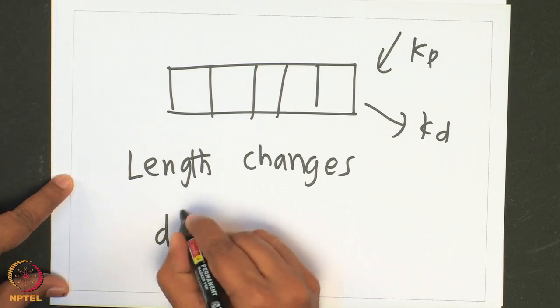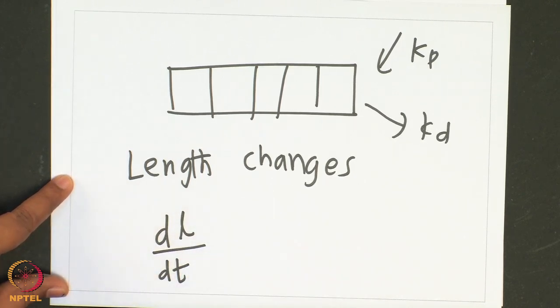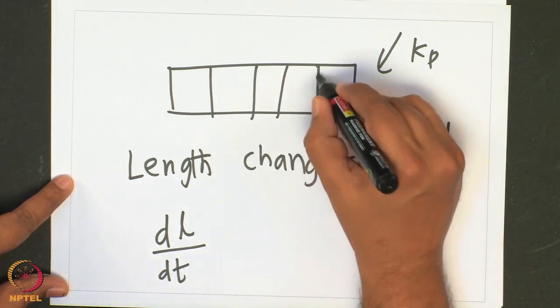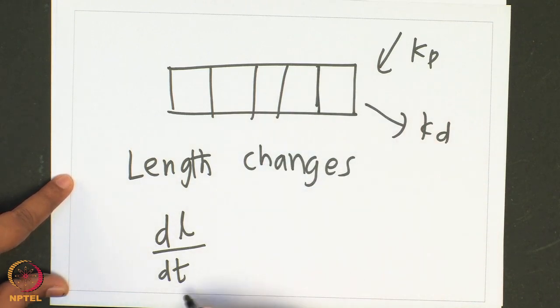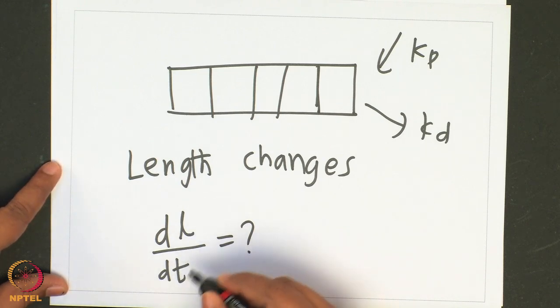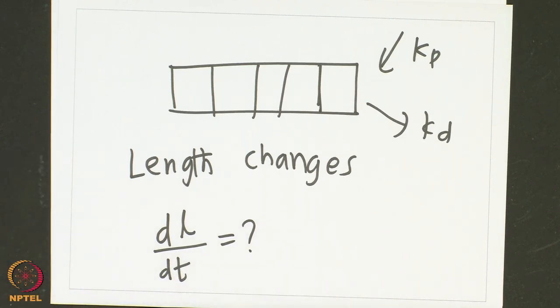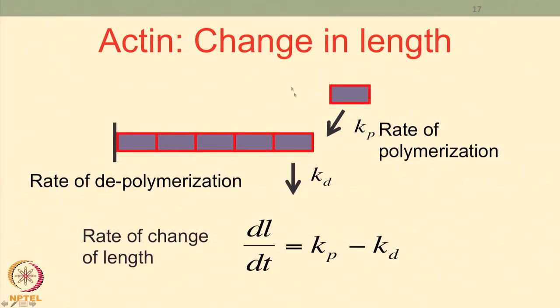So we can write dL by dt, the change in length. Here the L could be the average length. If you do many experiments, L is the average length. So how does this length change? dL by dt, the length changes with time. What is this dL by dt? If dL by dt is equal to something, that is an equation that is mathematically telling something about the rate of change of length. So let us see what we can write. If you have actin, we have to compute the change in length as a result of polymerization and depolymerization, and this is the equation that one can write.